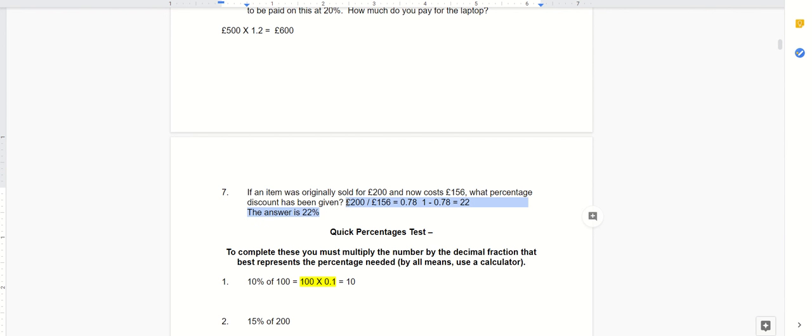So we've divided 156 by 200. We've got the answer 0.78. That now tells us that 156 is 0.78 of 200. It's 78% of 200. By taking that number away from 1, we're left with 22, so that means the answer is 22%.